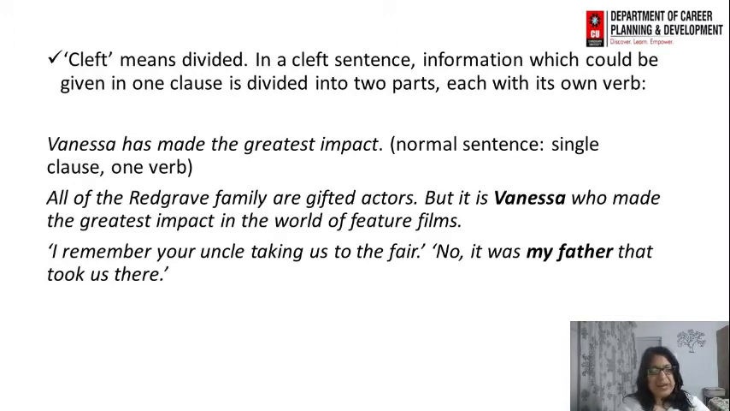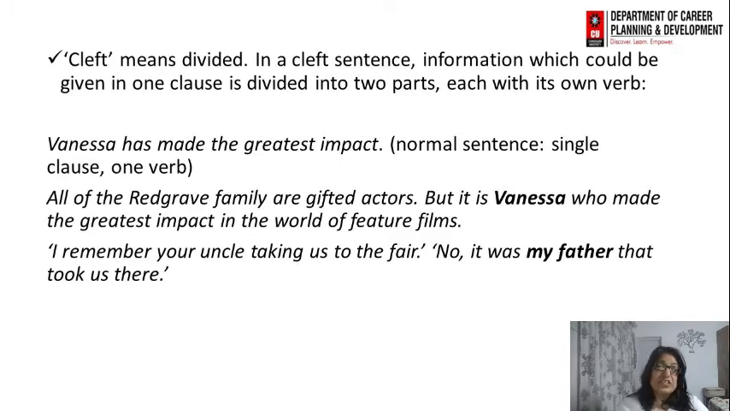Vanessa has made the greatest impact. So here there is a normal sentence, a single clause, and one verb. So it is Vanessa basically who has made the greatest impact, right? That is how it is a cleft sentence. That is how it has been bifurcated.